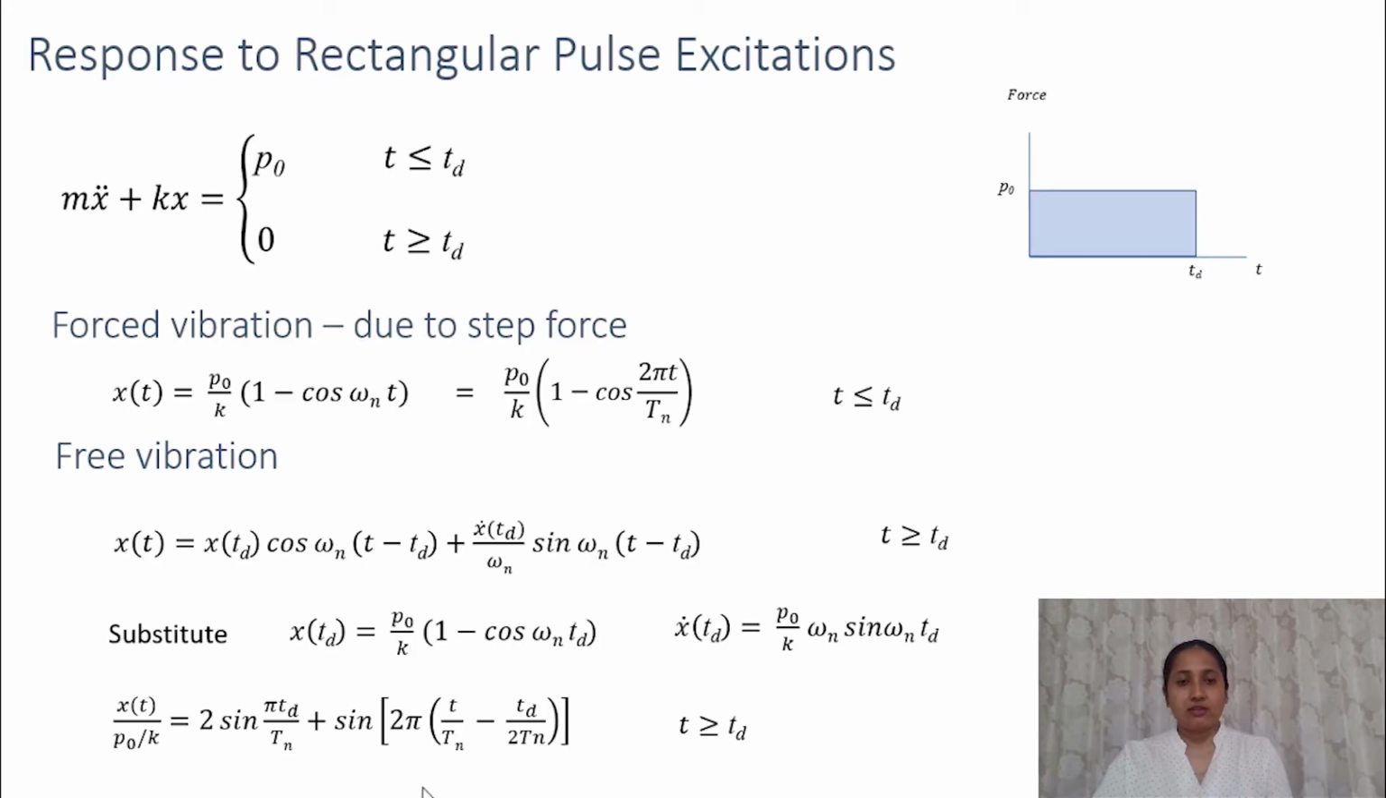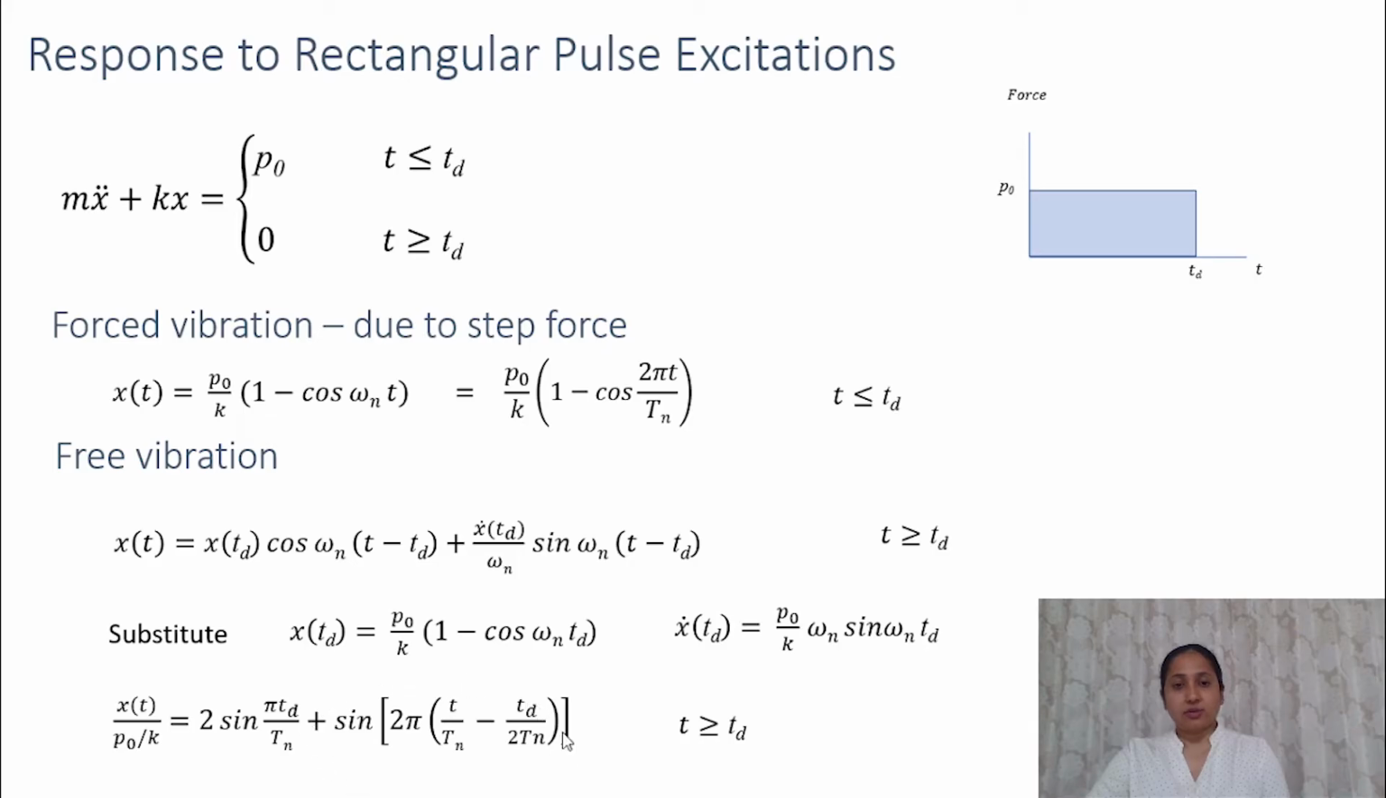We would get this expression, that is x(t) divided by the static response, P naught by k is the static response, is equal to 2 sine(pi td by tn) plus sine 2 pi (t by tn minus td by 2 tn). So this expression is valid when time is greater than td.